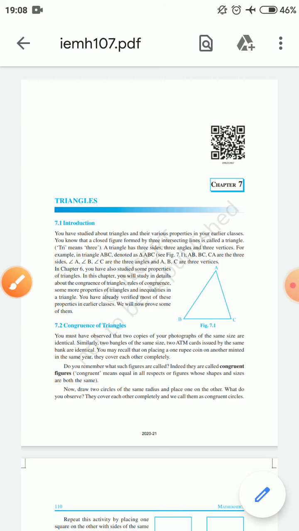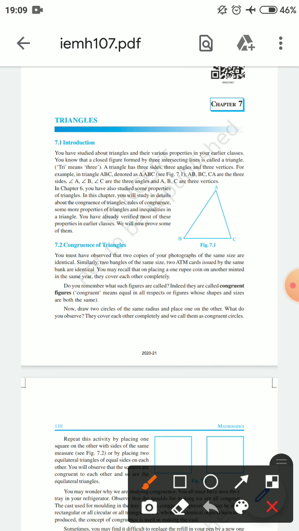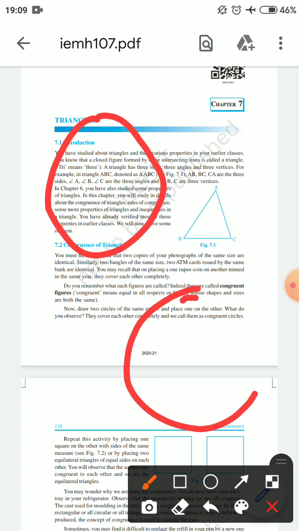You can say that two given shapes are congruent when the lengths of the sides of one figure are equal to the respective sides of the other figure. Suppose, let us take an example. Here I am taking circle 1 and circle 2. Suppose these circles are of the same radius, so I can say that these two circles are congruent.